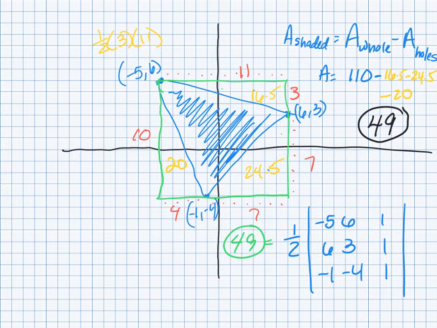Both of them give you 49. So you've done it using the rectangle, and you've done it using the matrix, and you got the same answer. Well, guess what? When you do your homework, you should get the same answer when you do it both ways. Otherwise, something's wrong somewhere. So check your work, okay?